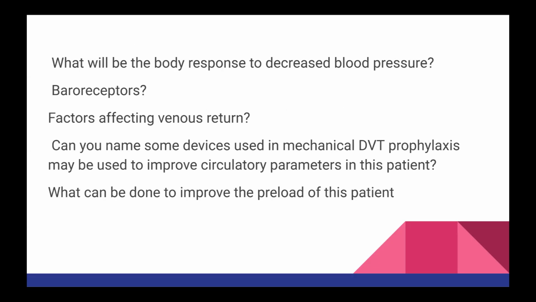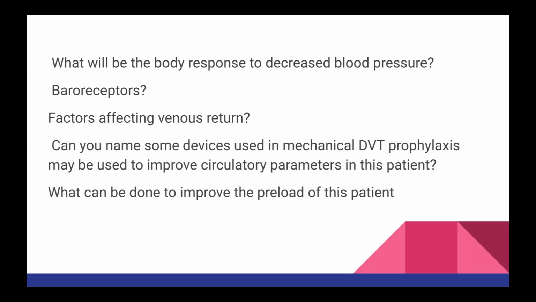So what will be the body's response towards this decreased blood pressure? The body has two types of response, the baroreceptor reflex and the hormonal response. Baroreceptor reflex happens immediately, and the hormonal response happens later. In the baroreceptor reflex, the carotid body and the aortic arch are stimulated, thereby increasing the sympathetic activity, leading to tachycardia and increased cardiac contractility, leading to increased stroke volume and increased blood pressure.